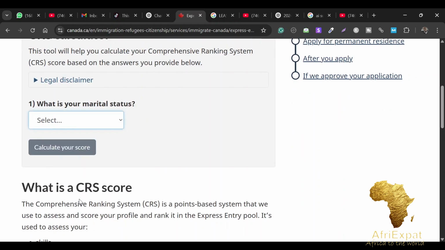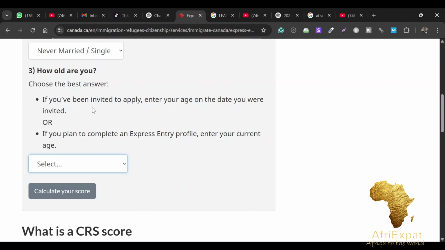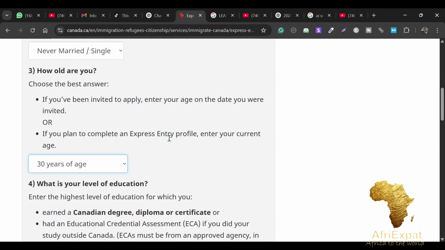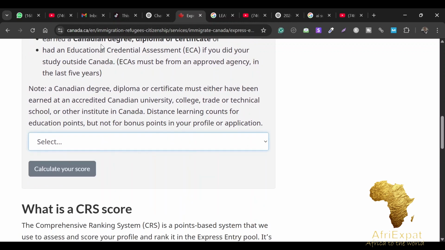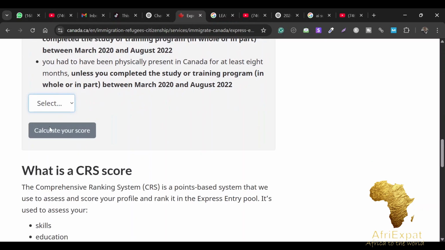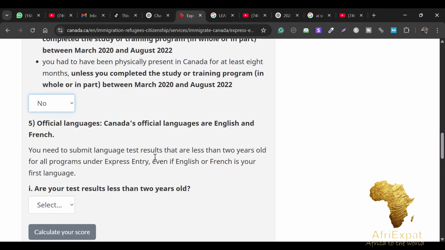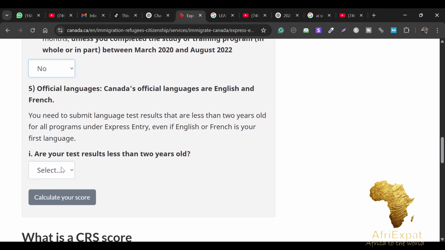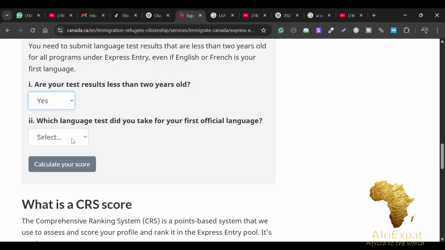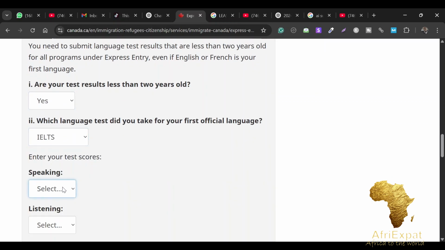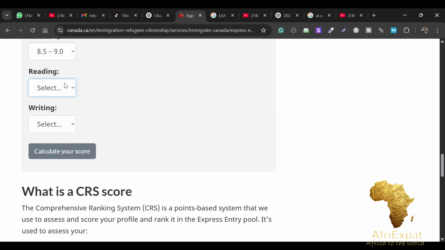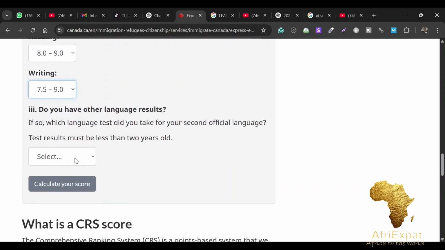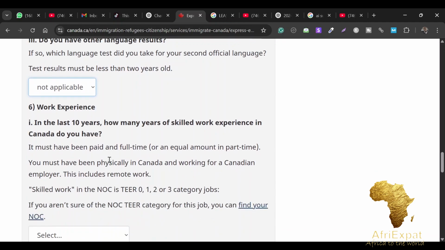So the person is single, is 30 years of age. The same level of education, master's. Do they have any Canadian degree? No, just as we input earlier for the other guy. Yes. Language test, IELTS. Maximum points. Listening, maximum. Reading, maximum. Writing, maximum. Do you have any other language? No. Not applicable. Work experience.